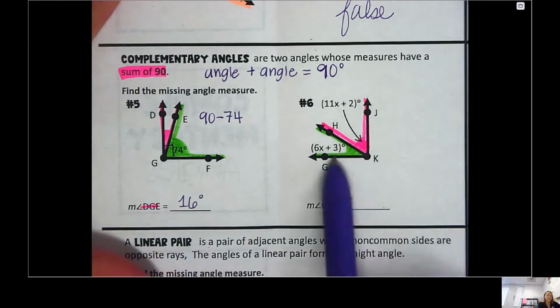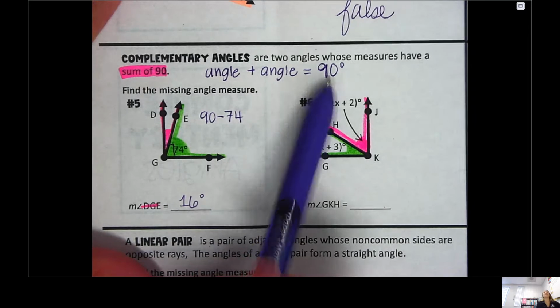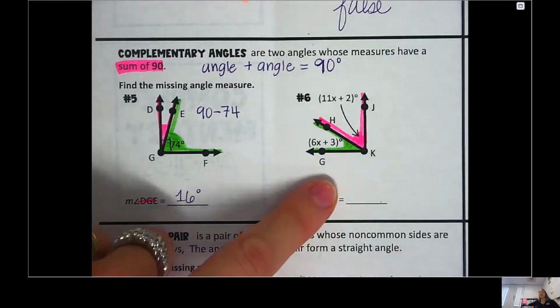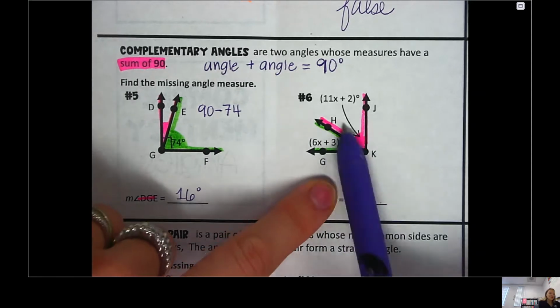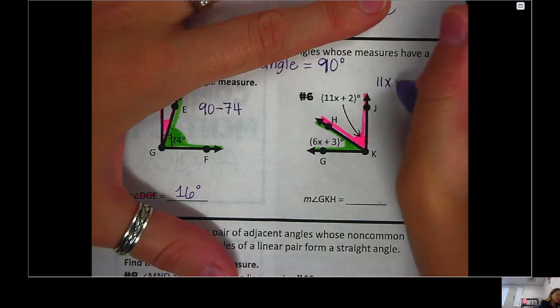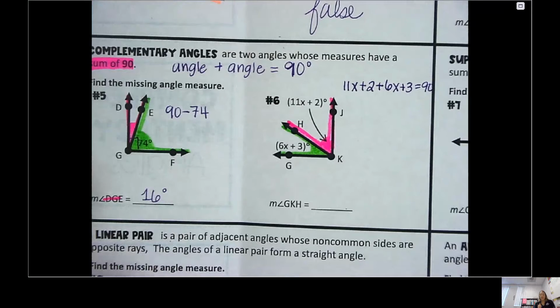So here's all we're doing. We're taking the two small pieces, adding them together and setting them equal to 90. Do you remember we did that like last week? We added the two small pieces together to give me the whole thing. That's exactly what this is, but the whole thing this time is 90. So you're going to add together these two and set it equal to 90. So I'm going to do 11x plus 2 plus 6x plus 3 equals 90. Oh my gosh, I have to write really small.